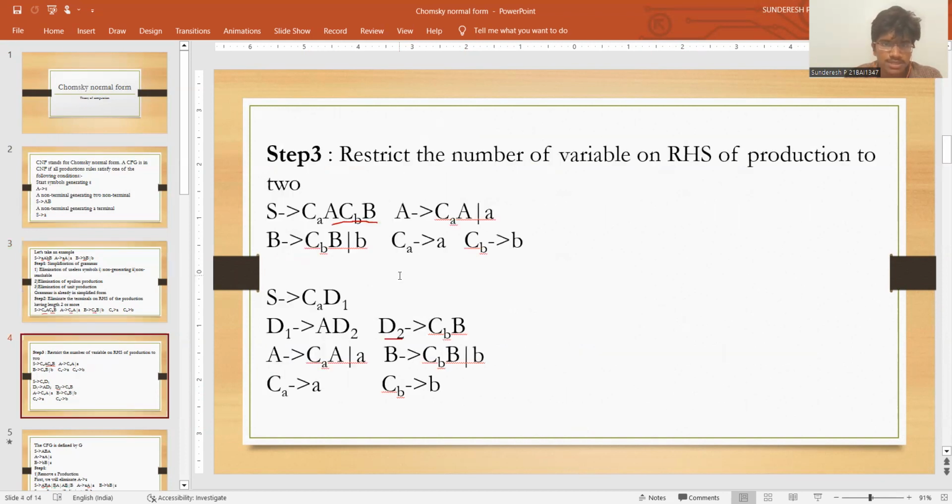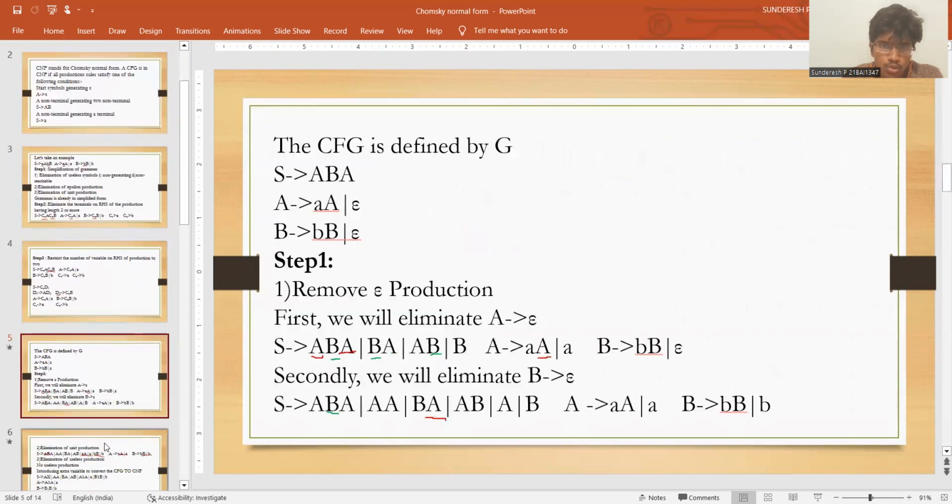The next step will be step 3, restrict the number of variables on the RHS of the production to 2. Here we can see that there are 4 variables. We have to take the last 3 variables and consider them as D1. And in D1, we have 3 variables. We consider the last 2 variables as D2 and define the production. And therefore, the given CFG is converted to CNF. Now we move to the next example with an epsilon production.